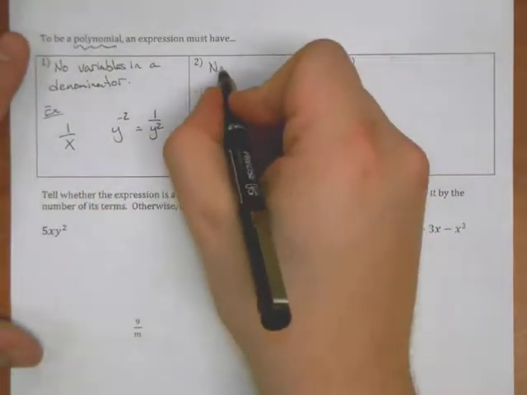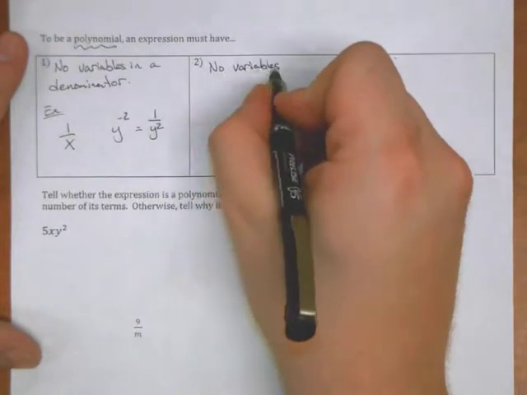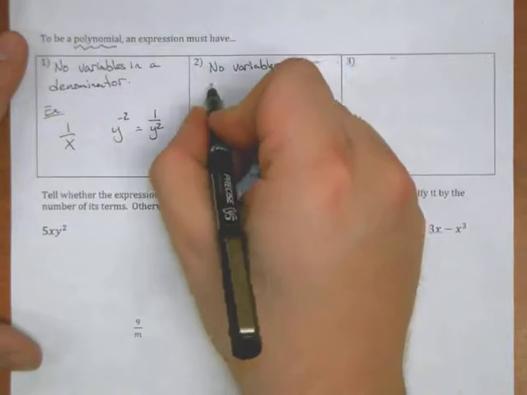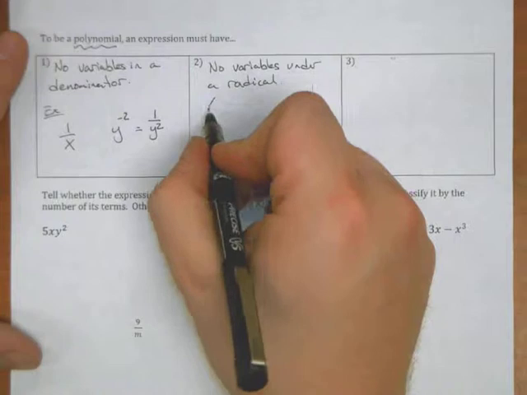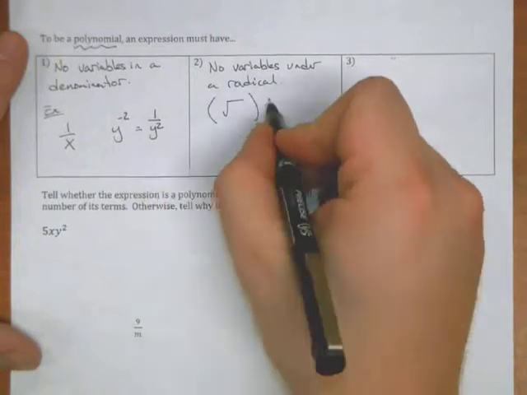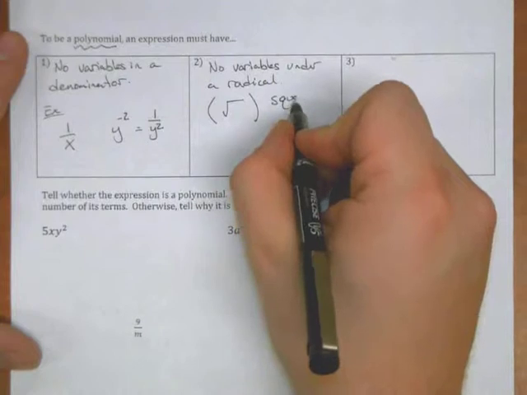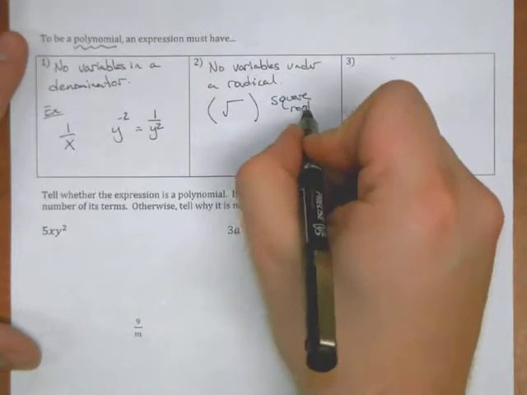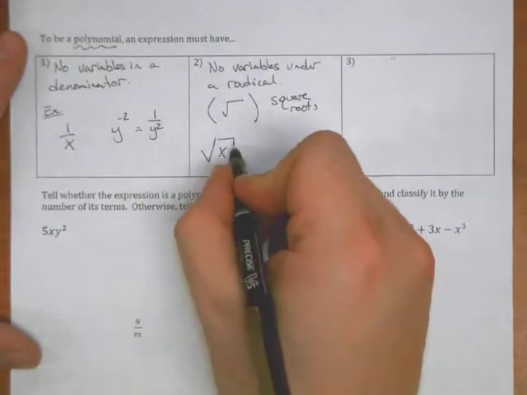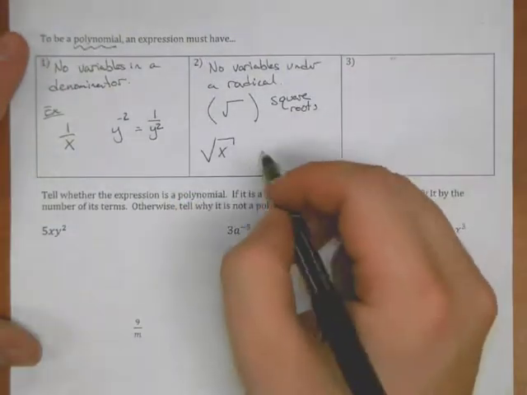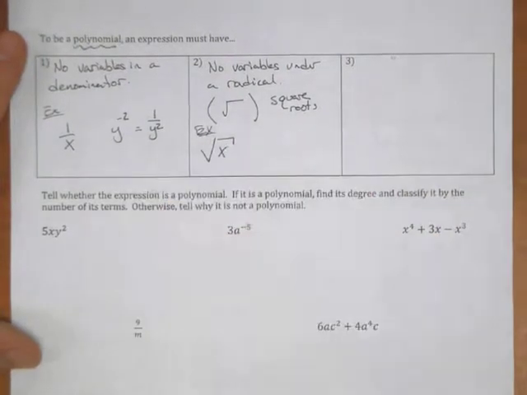Another is there can be no variables under a radical. A radical is a square root, and for our purposes, the radicals you've already seen are square roots. So, for example, the square root of x would be an example of a not polynomial.